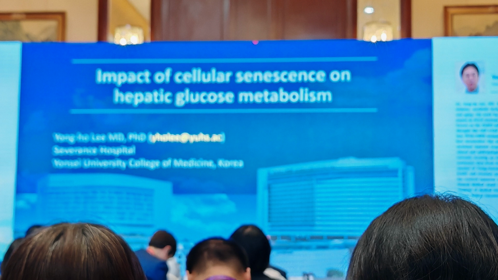So to conclude, this is a little complicated, but senescent hepatocytes can induce gluconeogenesis and glycogenolysis, which can increase the risk of diabetes. But in the condition of hypoglycemia, we cannot regulate glucose production efficiently in the senescent hepatocyte. Thanks for your attention, and I'd like to thank my collaborators.